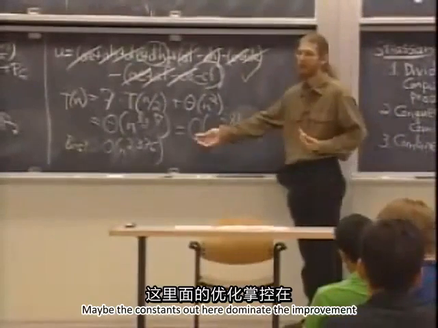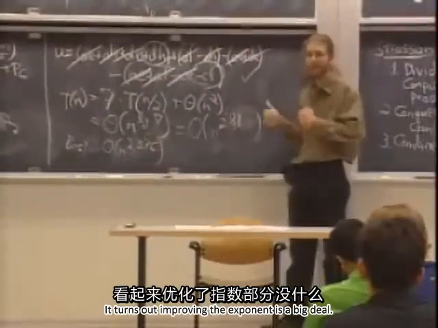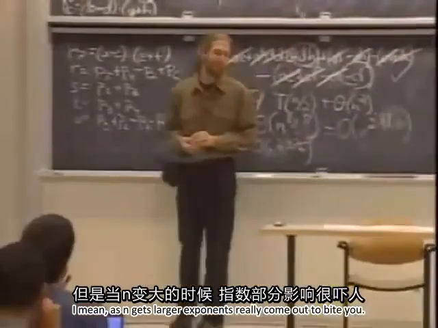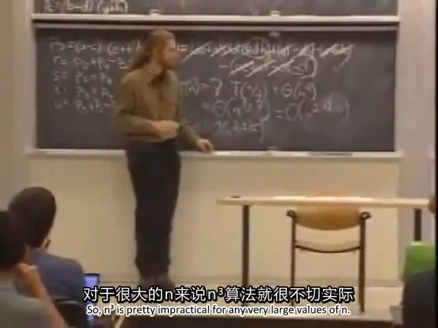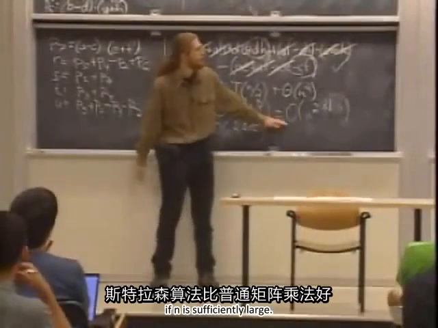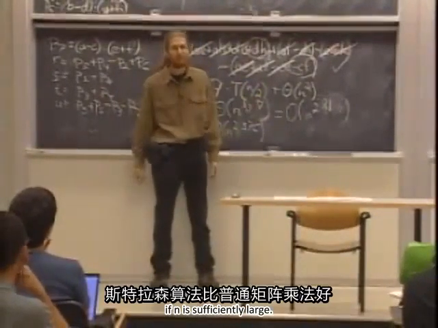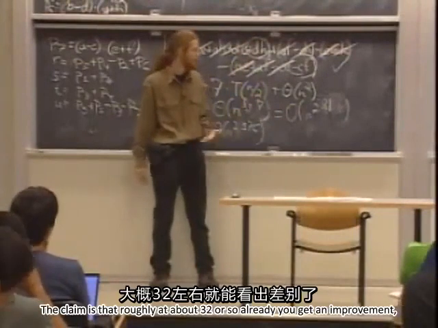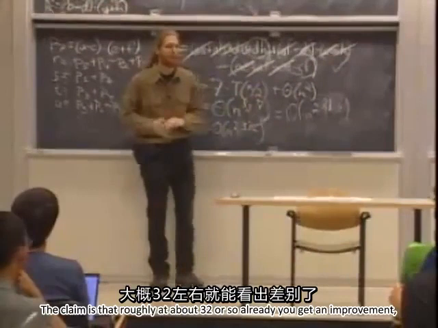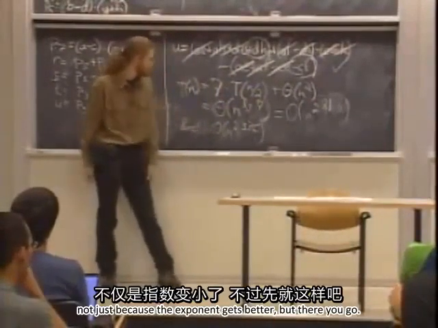Maybe the constants out here dominate the improvement you're getting in the exponent. Turns out improving the exponent is a big deal. I mean, as n gets larger, exponents really come out to bite you. So n cubed is pretty impractical for any very large values of n. We know that Strassen will beat normal matrix multiplication if n is sufficiently large. The claim is that roughly n about 32 or so already you get an improvement, for other reasons, not just because the exponent gets better, but there you go.